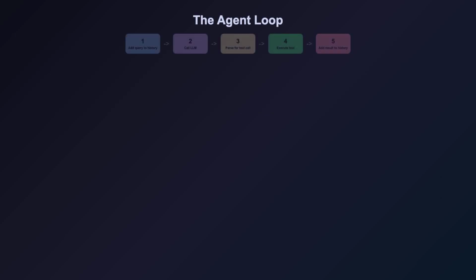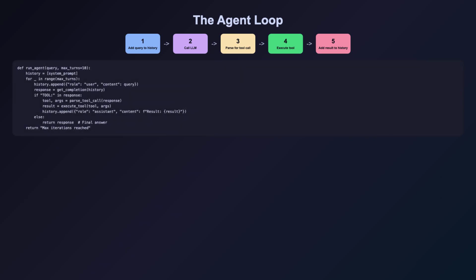The agent loop is where everything comes together. Create a function called run_agent that takes a user query. Initialize an empty list for conversation history. Add the system prompt that explains the agent's capabilities and available tools. Include instructions for how to request tool calls. A common format is to respond with "use_tool", "tool_name", "args", "arguments".